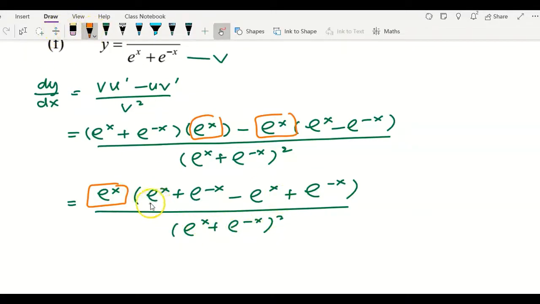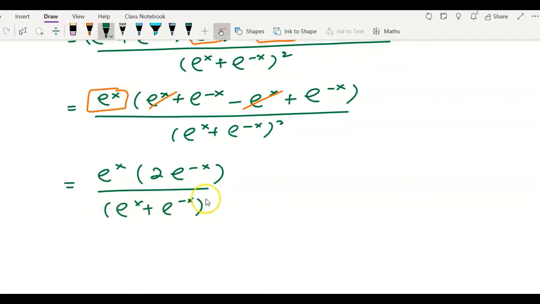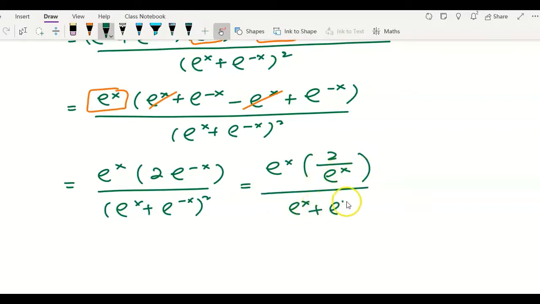So now we can see that this term and this term can be cancelled off. What we're left with is e^x here, and now we have 2e power of negative x. We got 2e power of negative x over e^x plus e power of negative x squared. And you can see that e power of negative x, what does it mean? This means you can also write this in this form. Down there, you still have e^x plus e^-x squared. You can see that these two can be cancelled off. And finally, we only have the answer: 2 over e^x plus e power of negative x squared.